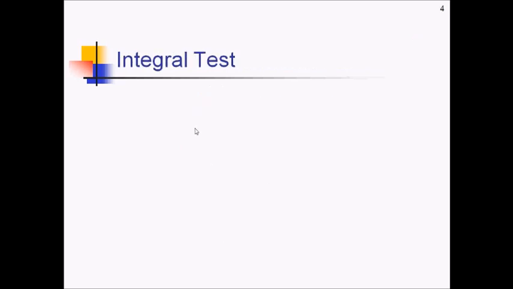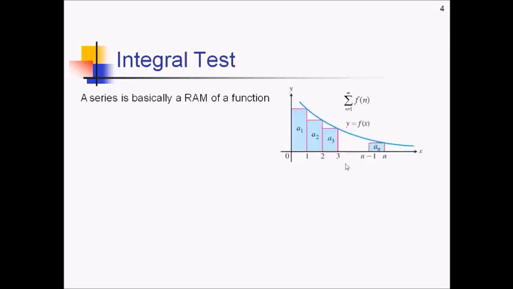So our next test comes from an interesting observation about series, which is that a series is basically a Riemann sum or a RAM of a function. If I have some series with f of n as the nth term, this is equivalent to taking a Riemann sum of the function f of x. Basically, every time you move up through these n values, you're moving to a different rectangle. Every time you plug in 1, 2, 3, you're getting the height of one of these rectangles. So this sum and these rectangle areas basically mean the same thing.